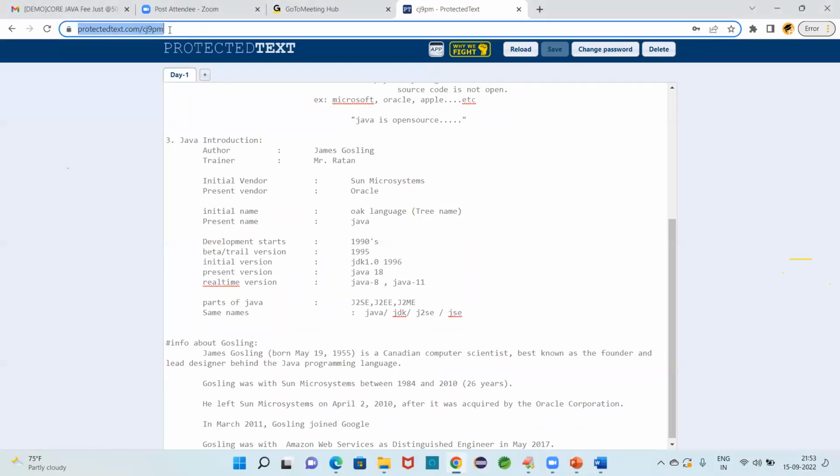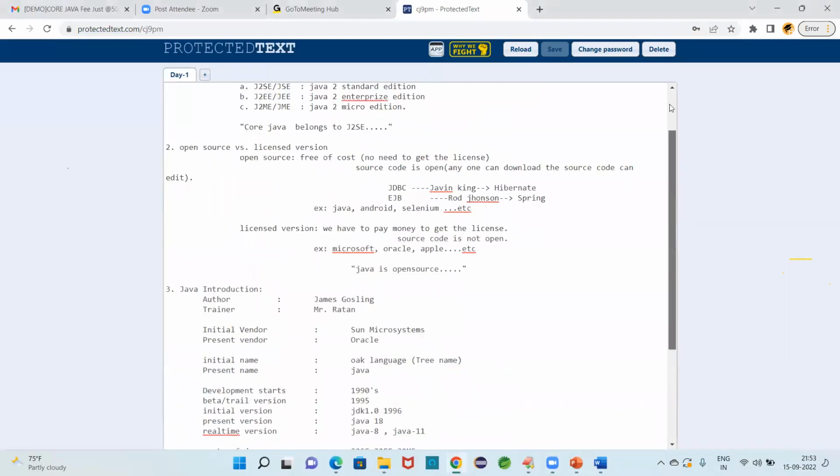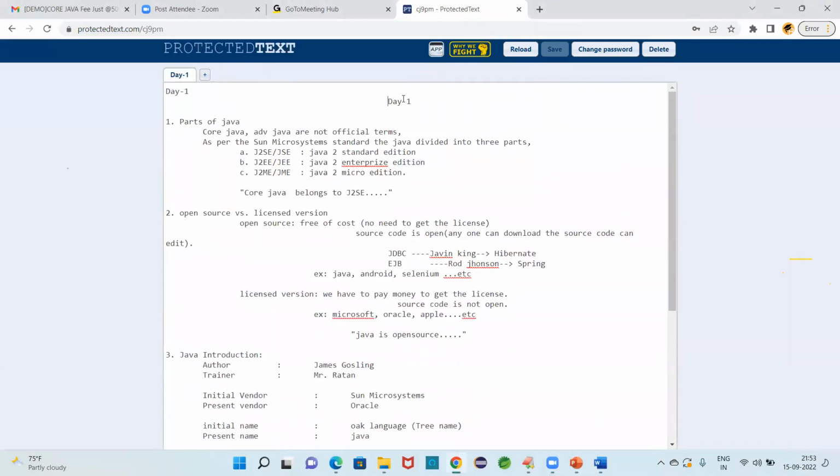protectedtext.com/CJ9pm. It's asking for a password; the password is Java. From today onwards, everyone try to take a new book and write the day one notes. Write my name also in your notes, Mr. Ratan.